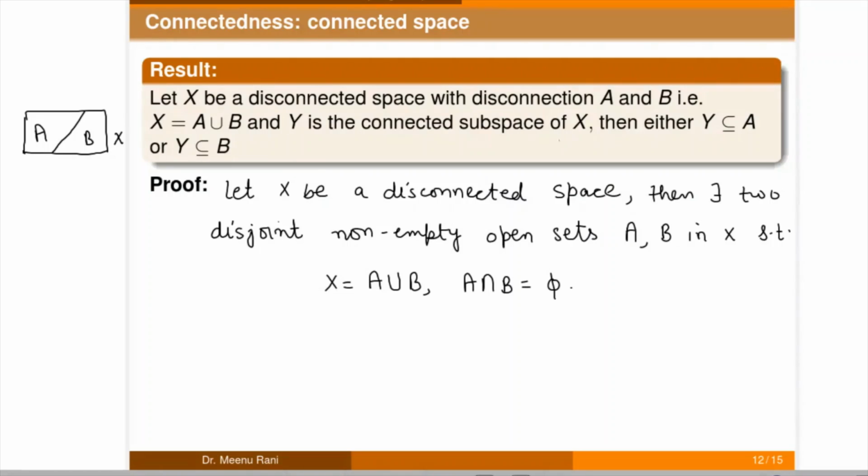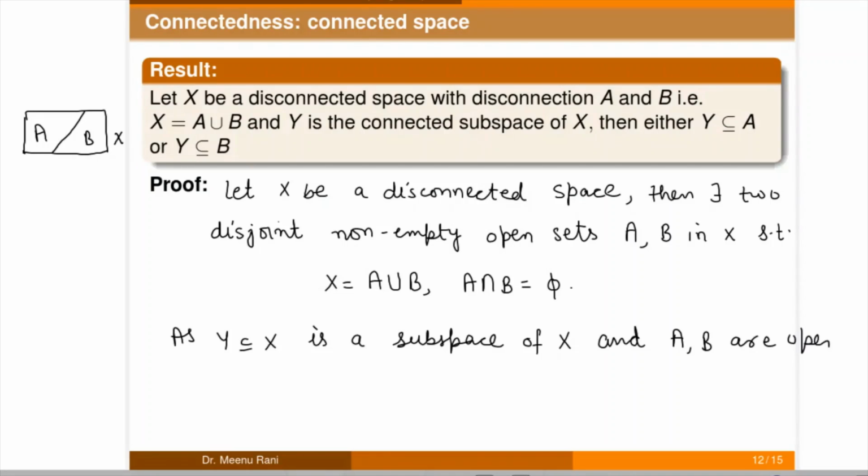So Y is a connected subspace of X, where Y is a subspace of X, and A and B are open in X. Then the intersection of Y and A and the intersection of Y and B are open in Y. So these are two open sets in Y.